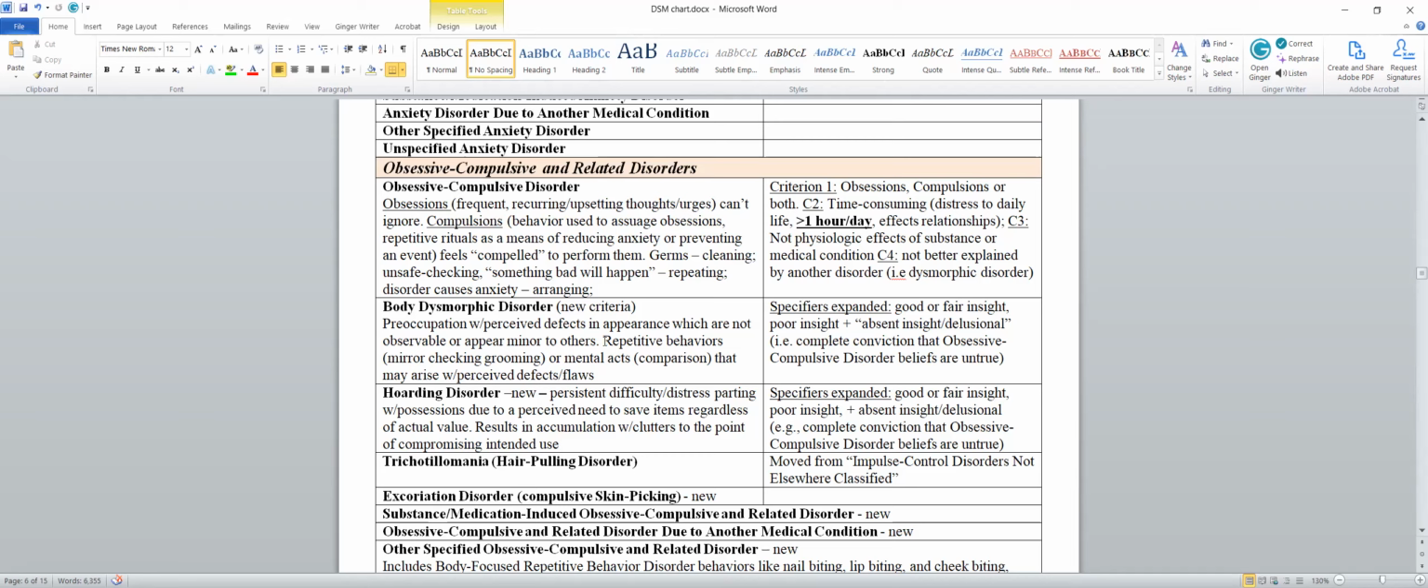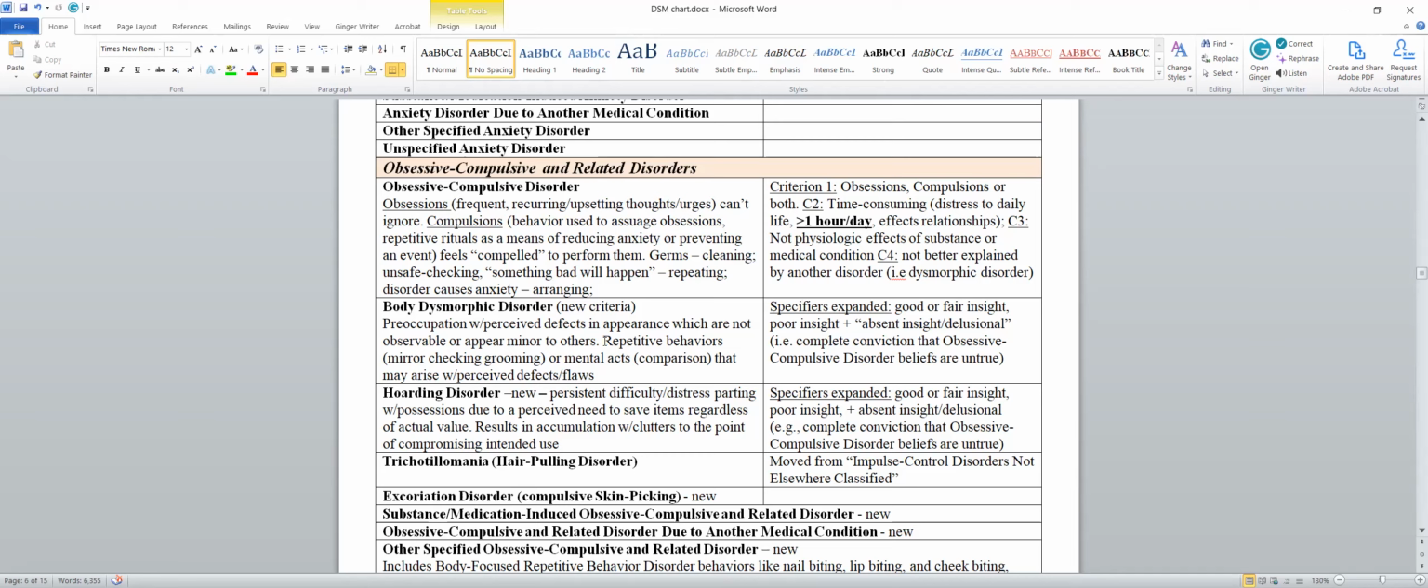For example, germs are the obsession, cleaning is the compulsion. Feelings of being unsafe are the obsession, checking is the compulsion. Something bad will happen is the obsession, repeating is the compulsion. Something causing anxiety is the obsession, arranging is the compulsion.